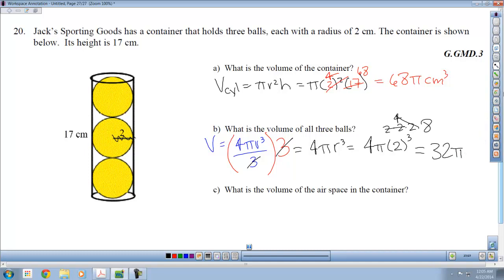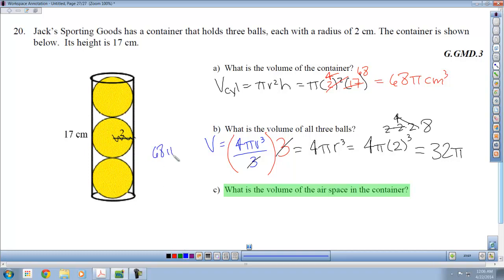Okay, so now here's the last question. The last question says, what is the volume of airspace in the container? So obviously, you've got the whole cylinder. The balls are taking up part of the volume, but the volume they don't take up is air. And so what would we do to get the amount of volume of air? Well, can't we just subtract away the balls, and whatever's left is the volume that's left for the air? So what would that look like?